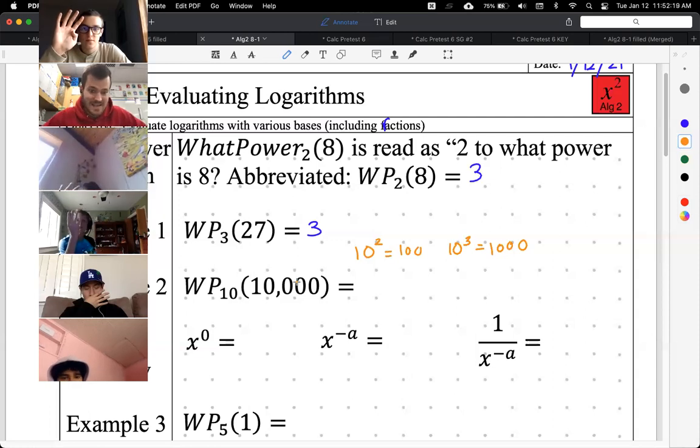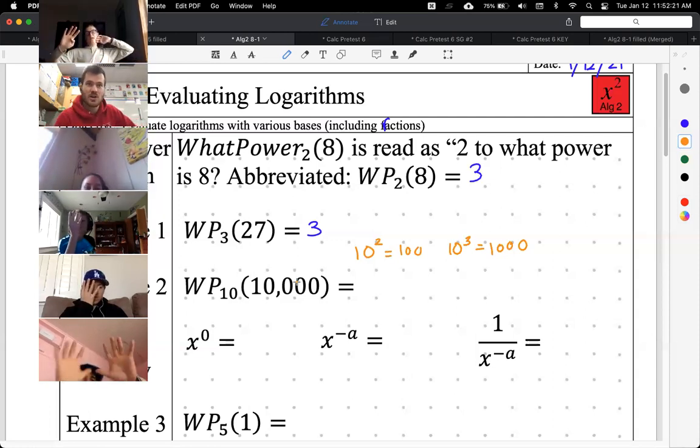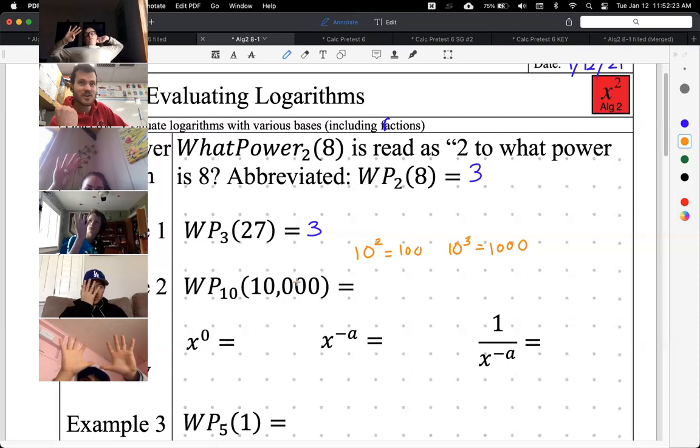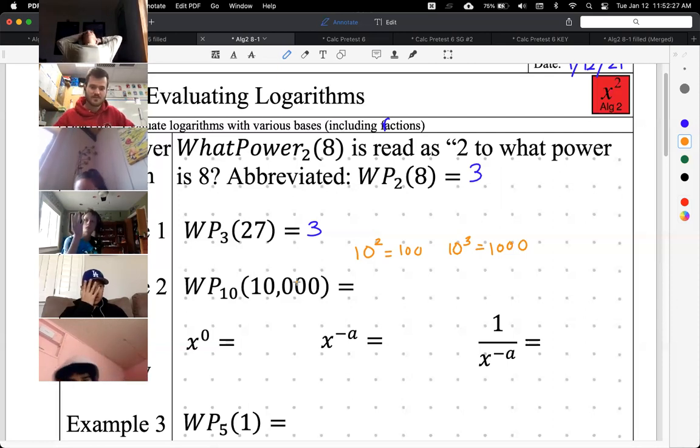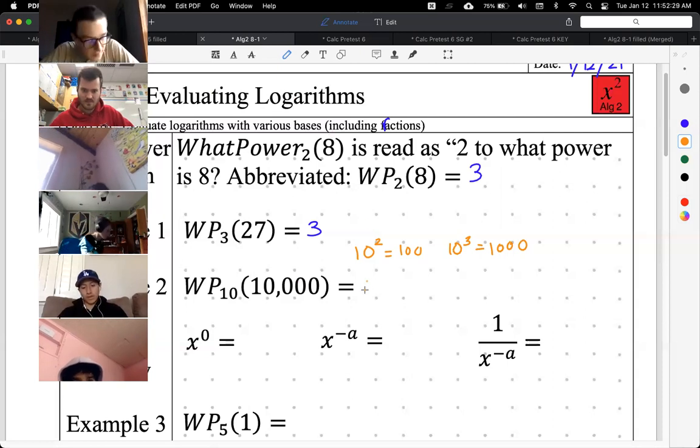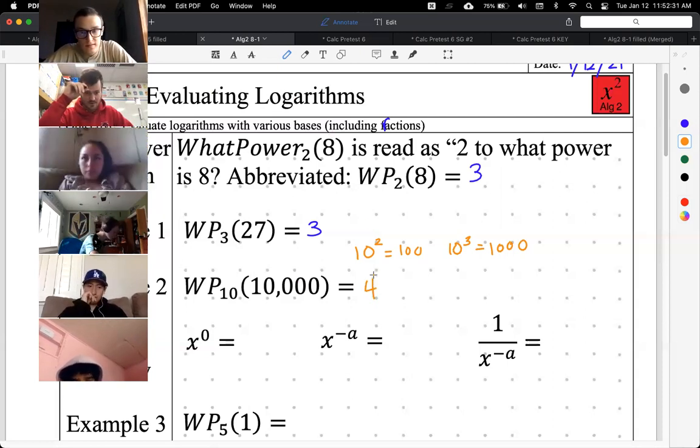So what power does 10 need to be raised to in order to get to 10,000? You guys should all be answering. Not 10, Andres, but good job. It is 4. Good job. All right. So you have these what power functions down for the basics at least.